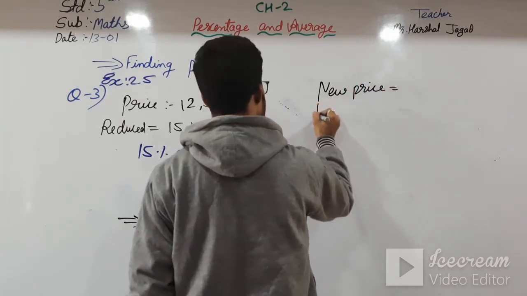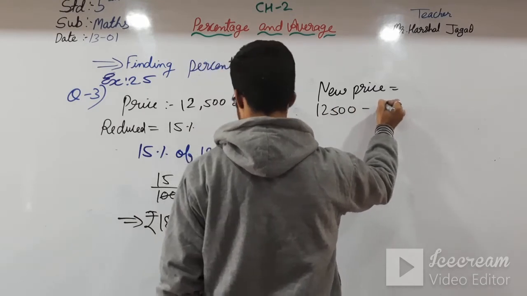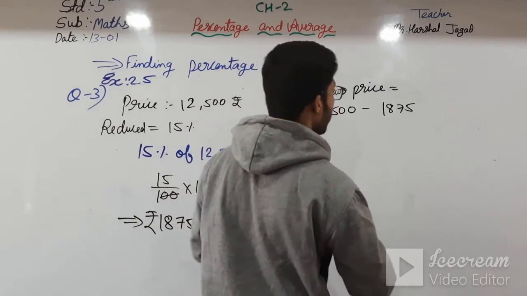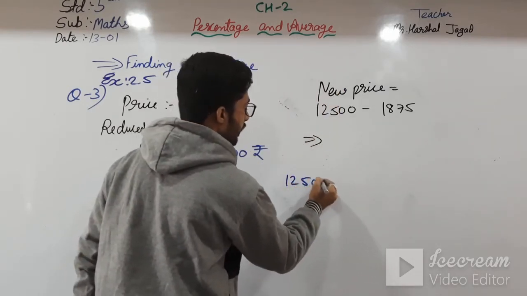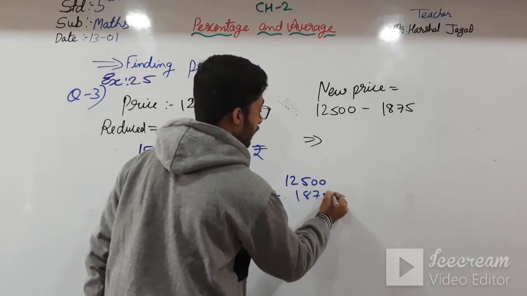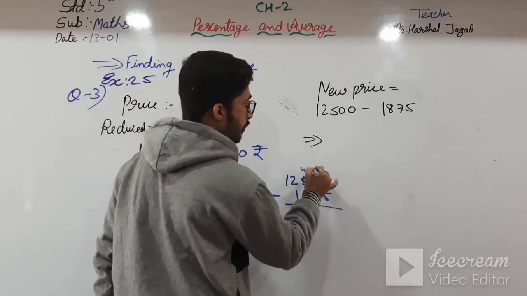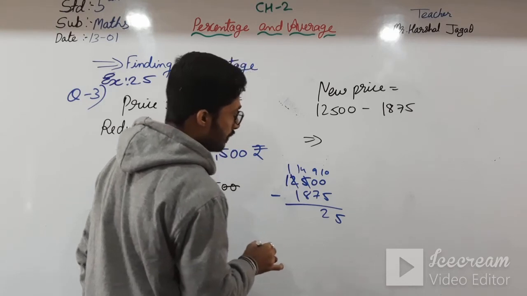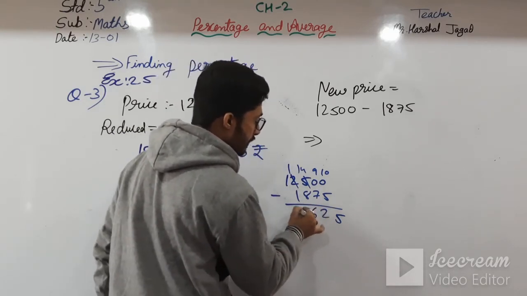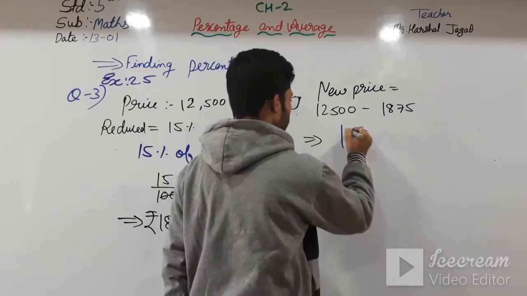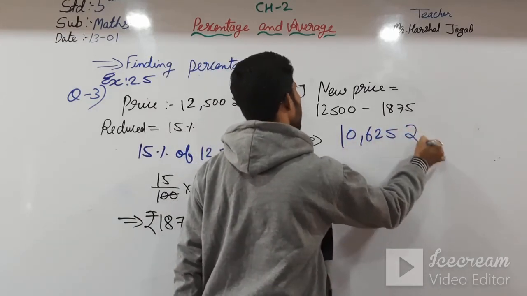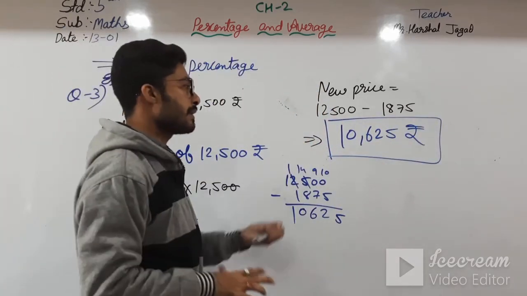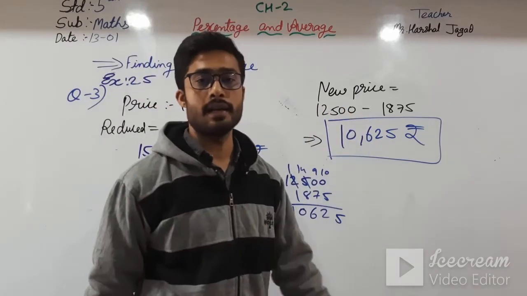is equal to 12,500 minus 1,875. So just calculating over here, that is 12,500 minus 1,875. Here it will be 4, here it will be 9, 10, 5, 2. So here it will be 1, here it will be 14. So here it will be 6, 1 minus 1, 0, 1. So the new price will be 10,625 rupees. Okay, 10,625 rupees is our new price of the television.